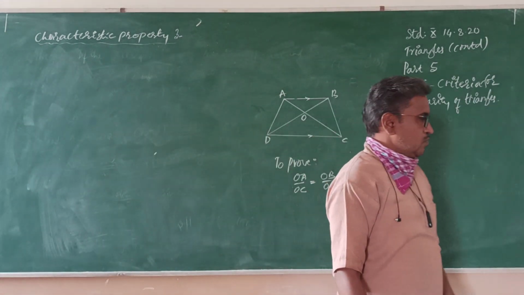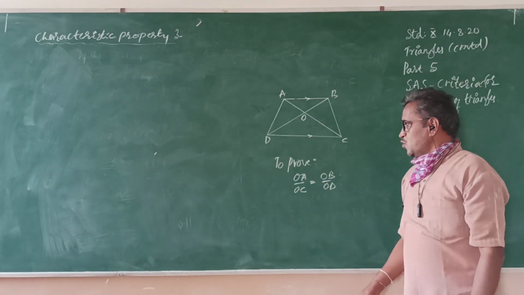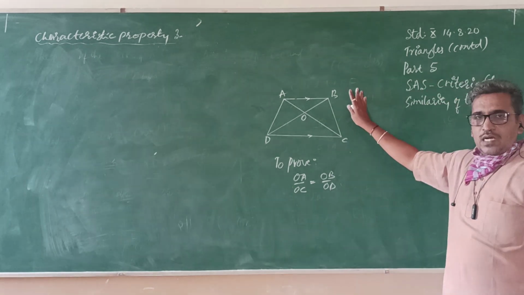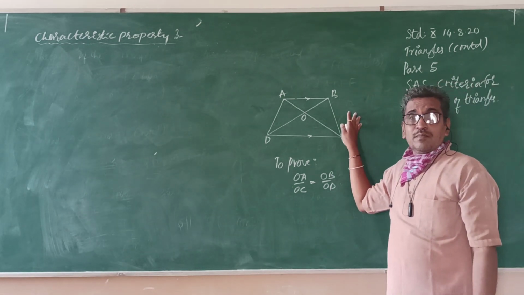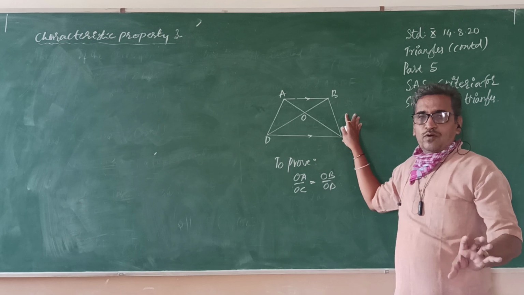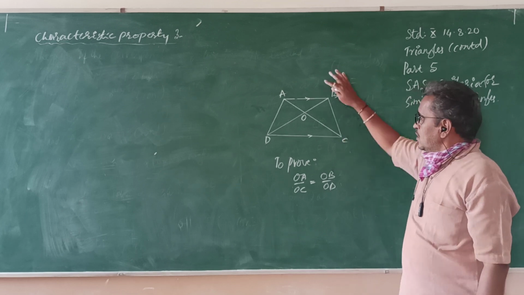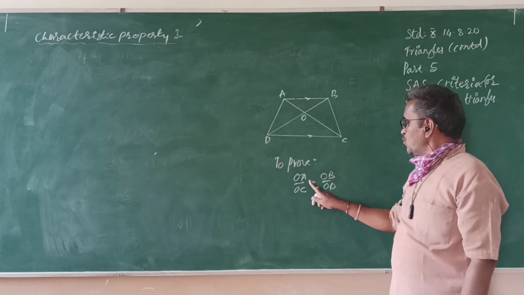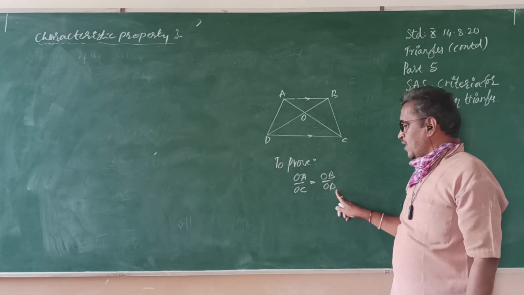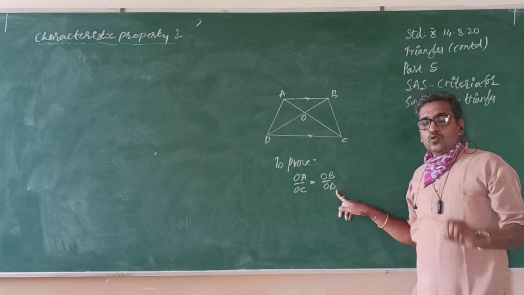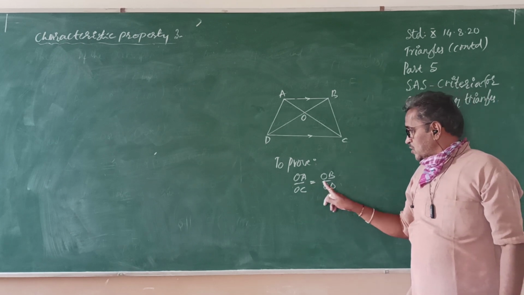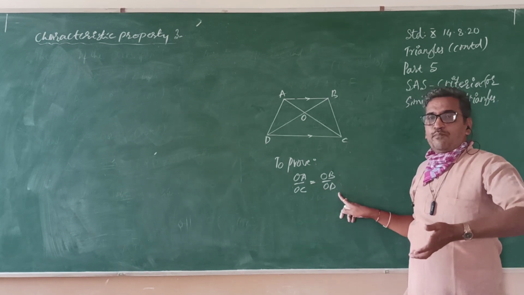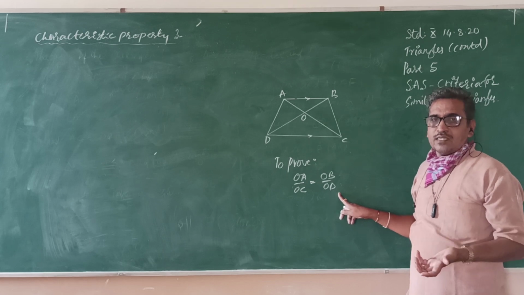What is given? What do you have to prove? ABCD is a trapezium. Trapezium means one pair of opposite sides is parallel. So AB is parallel to DC, given. To prove OA by OC equals OB by OD. So here the thing is to identify in which triangles OA, OC, OB and OD appear. First work is to understand.